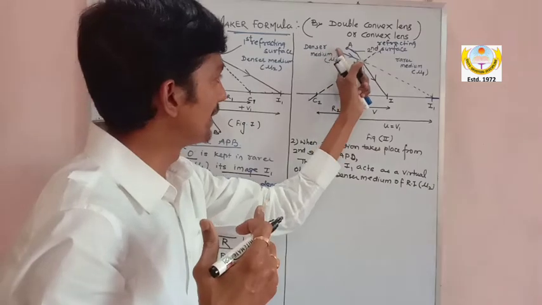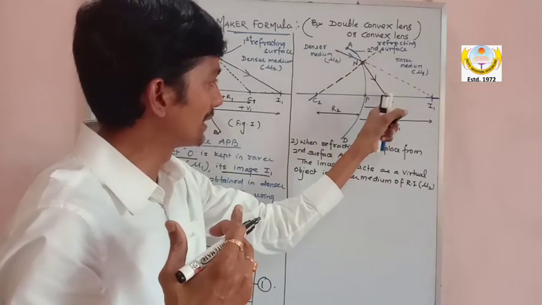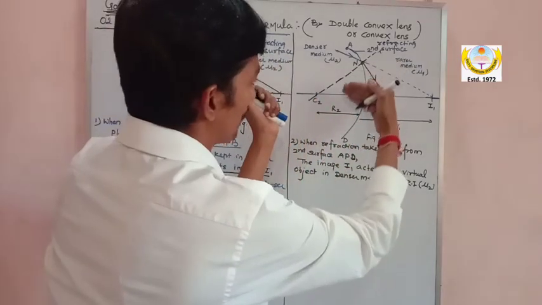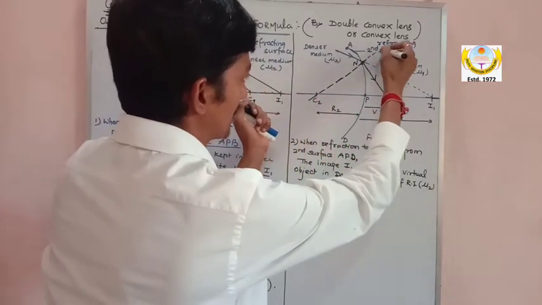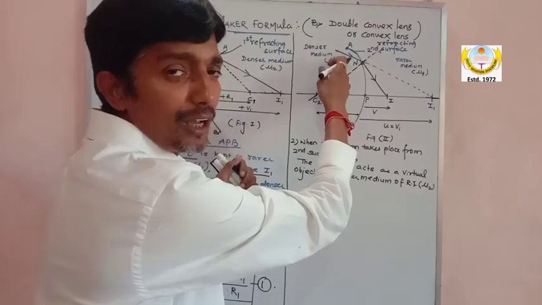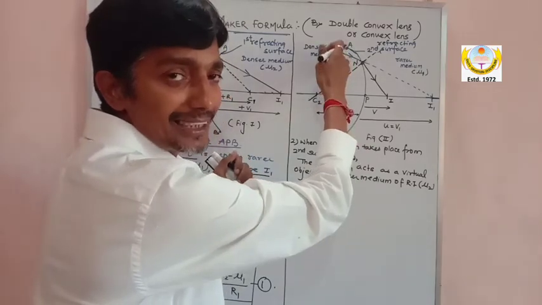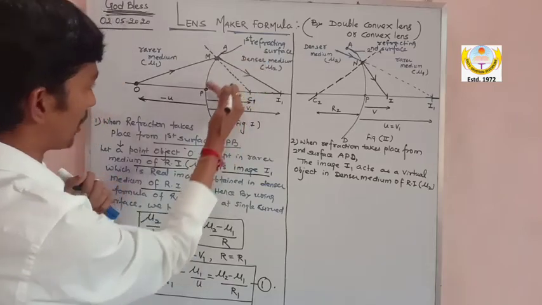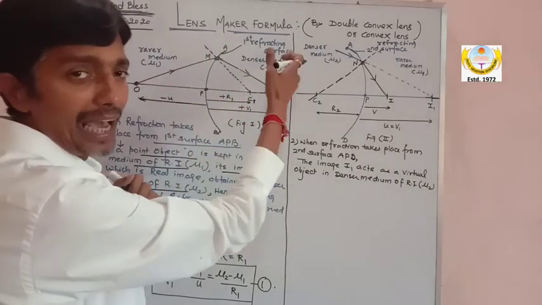And the image is obtained in the rarer medium, and it is bending away from the normal. You can see, because this is the normal line, the light is coming from denser to rarer, where here the light is bent towards the normal. You can see, because it is coming from rarer to denser.